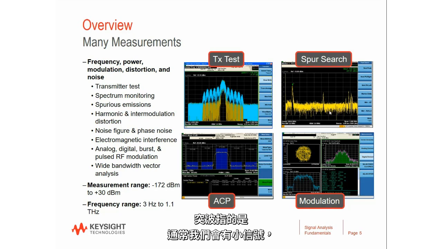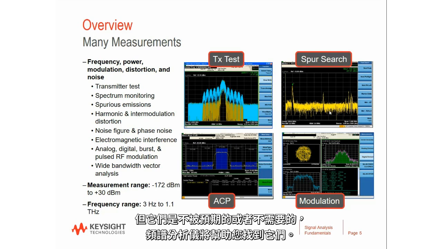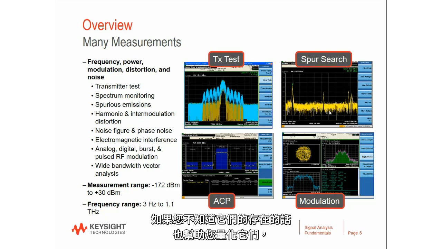Spurious means that we have small signals, typically, and not expected or not wanted signals. A spectrum analyzer will help you find them if you didn't know they were there already, and also help you quantify whether they're going to be a problem to your communication system or not.